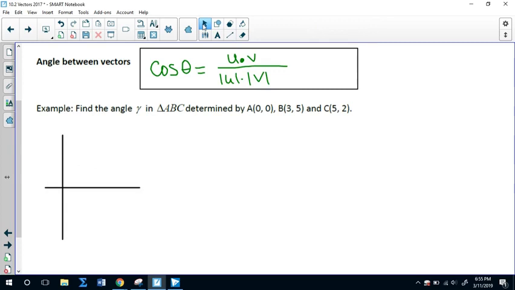Okay, so I've got the points. A is at 0, 0. B is at 3, 5. Whoa, that's bad news. See if this is any better. A little bit. 3, 1, 2, 3, 4, 5. So there's B, and C is at 5, 2: 1, 2, 3, 4, 5, 1, 2. This is, I'm sure, going to look terrible.